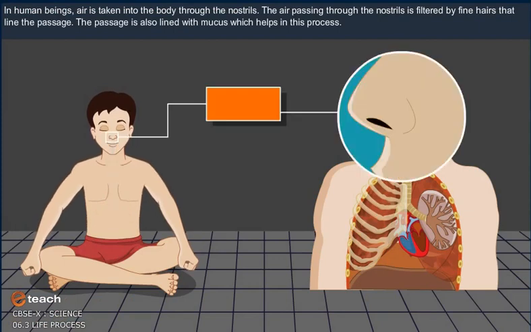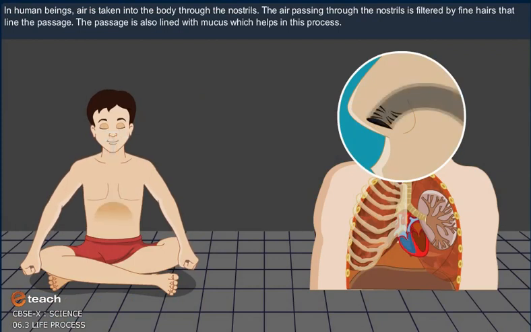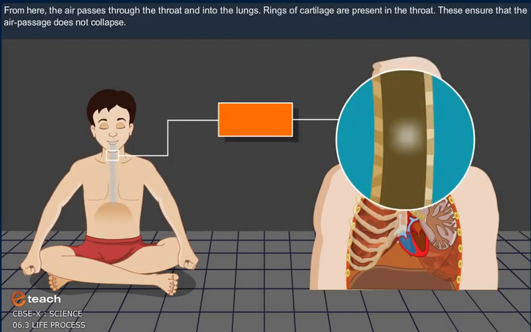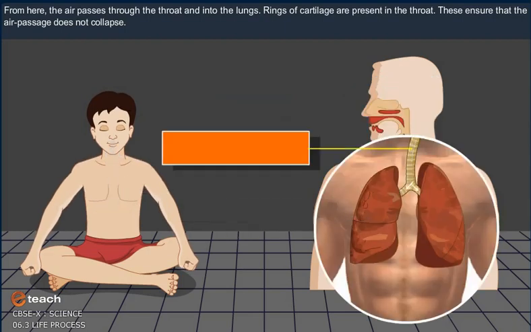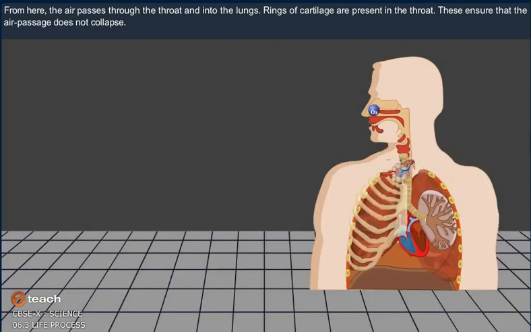The air passing through the nostrils is filtered by fine hairs that line the passage. The passage is also lined with mucus, which helps in this process. From here, the air passes through the throat and into the lungs. Rings of cartilage are present in the throat. These ensure that the air passage does not collapse.